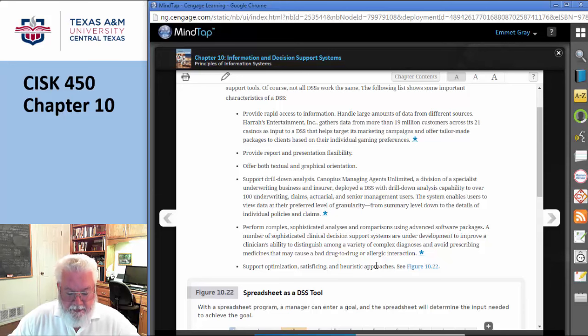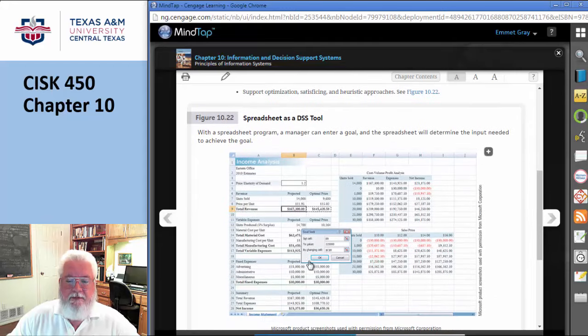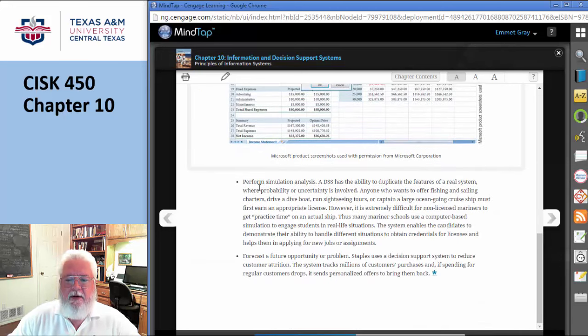Okay, cool. So, this is a stupid example because it's a simple one. It's like the solver again in Microsoft Excel. I wouldn't necessarily use this as an example of a DSS just because it's kind of simple. But let's continue. Perform simulation or what-if drills.